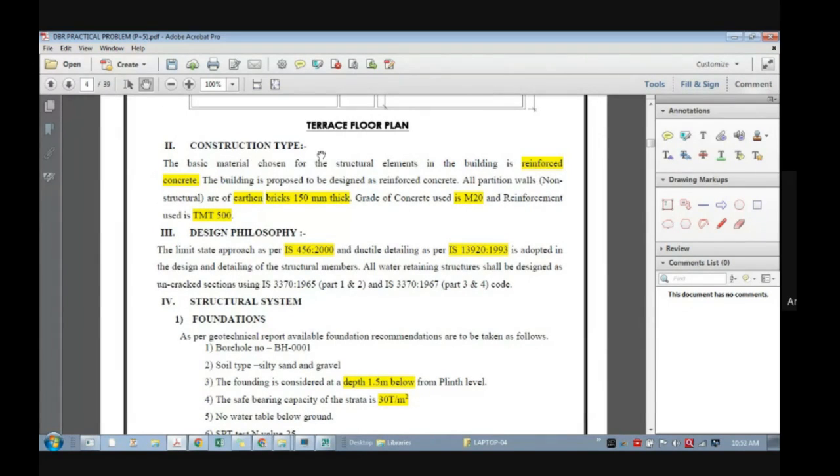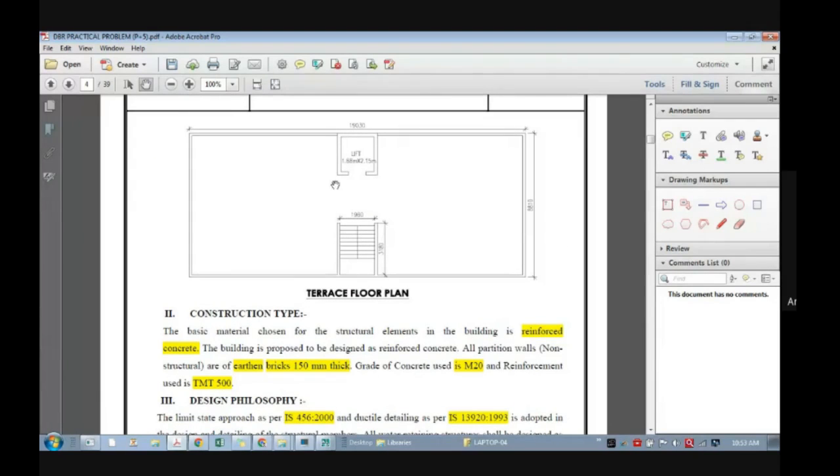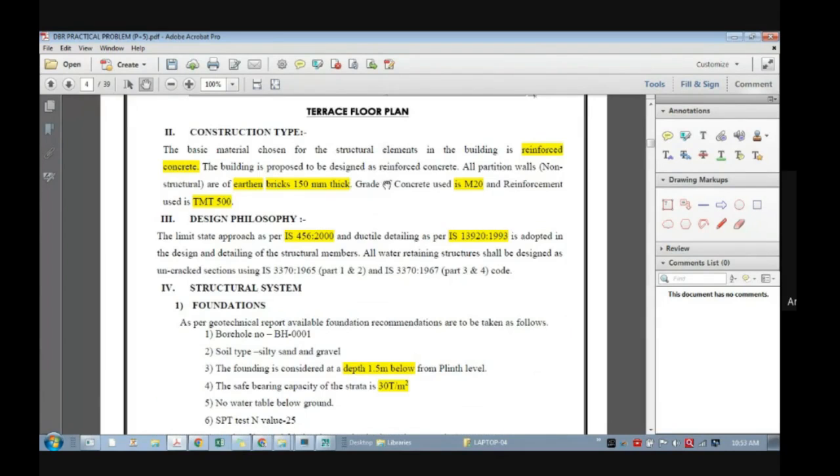So here you can see construction type is RCC, reinforced concrete. The basic material chosen for the structural element is RCC. And definitely for any building, there are partition walls. So the partition walls are earthen bricks, 150 mm thick. See, each and every piece of information is required because unless you know the material, you cannot calculate the loads. And grade of concrete used is M20 and steel grade is TMT 500. Okay, nowadays 500 grade is used, 415 is not used generally.